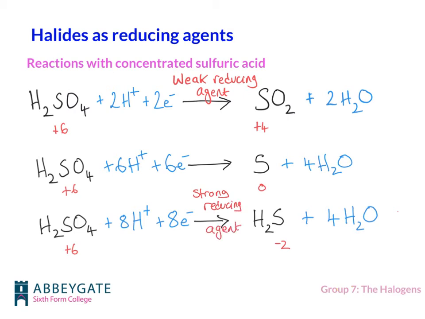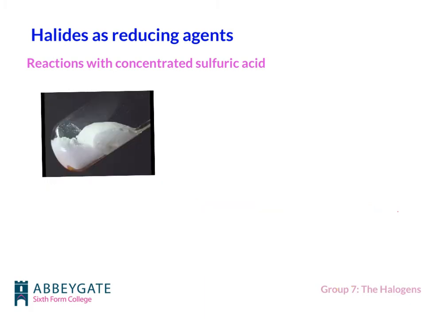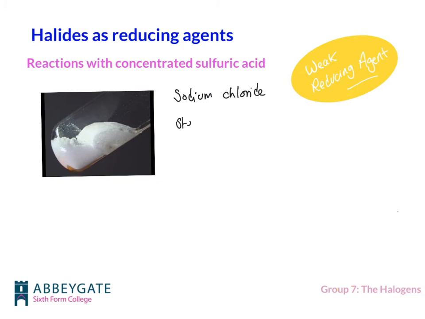So let's look at what happens when we add concentrated sulfuric acid to some different halide ions. So this is sodium chloride. You could equally use potassium chloride because the sodium or the potassium is just spectating, it doesn't actually participate. Now the chloride ion would be our weakest reducing agent. So when we add concentrated sulfuric acid to sodium chloride, we get steamy fumes.